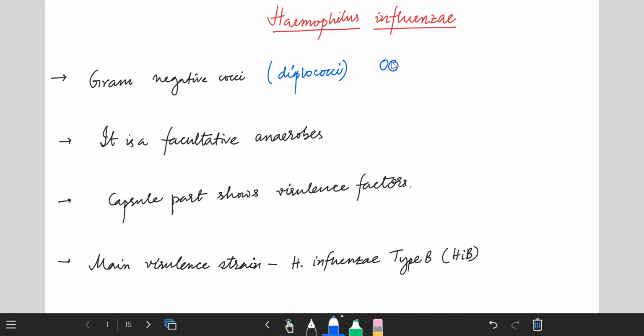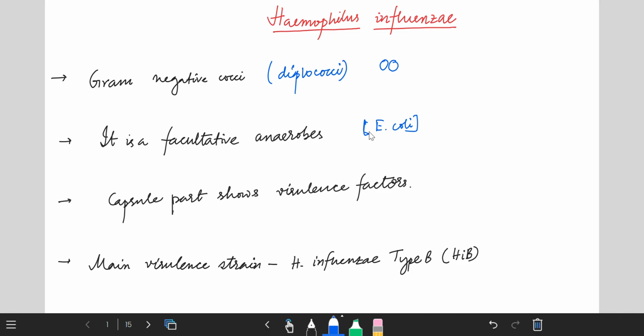Okay, and it is a facultative anaerobe. What do you understand by facultative anaerobes? It means they actually prefer to live in the presence of oxygen but can also survive in the absence of oxygen. Okay, so a facultative anaerobe that comes to our mind is E. coli, or Escherichia coli.